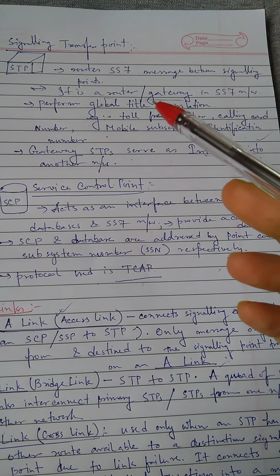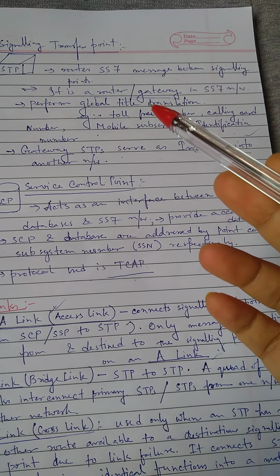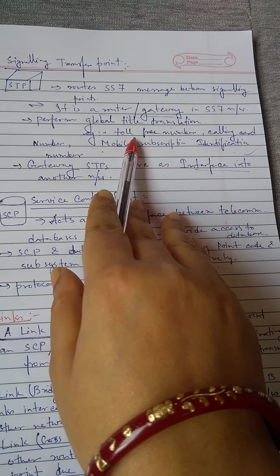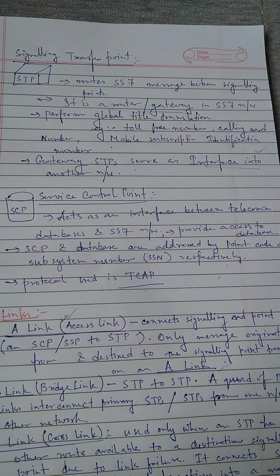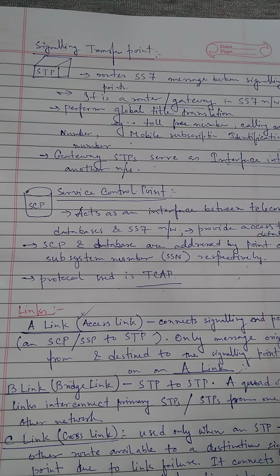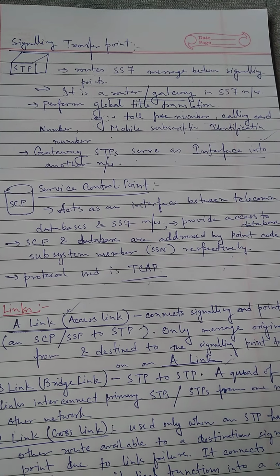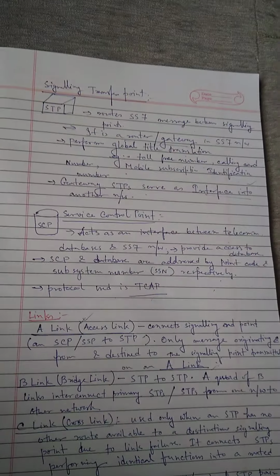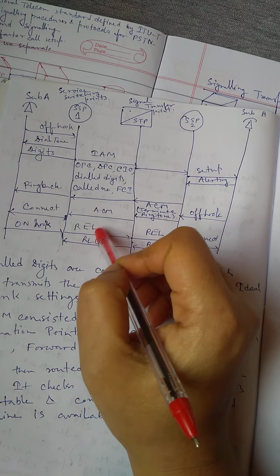So this is how my signaling transfer point is used as a router, and it also has the ability to perform global title translation for the toll-free number, calling card number, and mobile subscription identification number. Now what is this global title translation? It means whatever dialed digits are dialed from anywhere in the world will be converted into SS7 messages. Now what is an SS7 message? It is nothing but what I have already described in ISUP, that is IAM, REL, ACM.